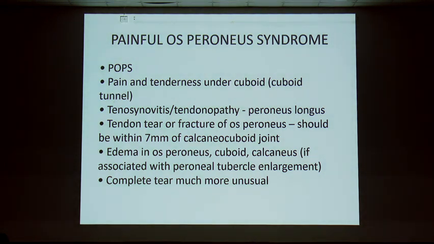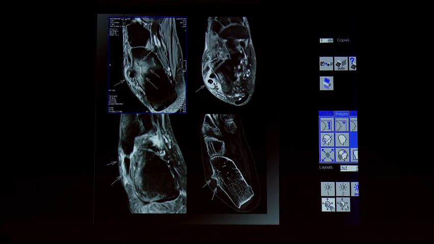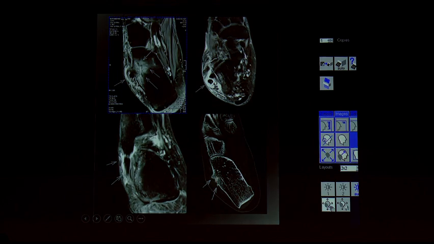And one important syndrome is called POP syndrome. What is this POP syndrome? Painful os peroneus syndrome. This can come along the lateral surface of the calcaneum behind the cuboid tunnel. These are the sites we have to look at. This is what we read. There are two important bony landmarks. This is the retrotrochlear eminence, and this is the peroneal tubercle.